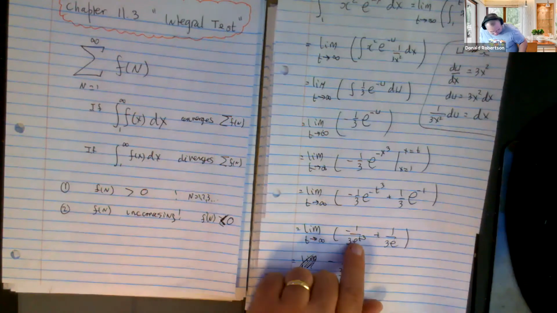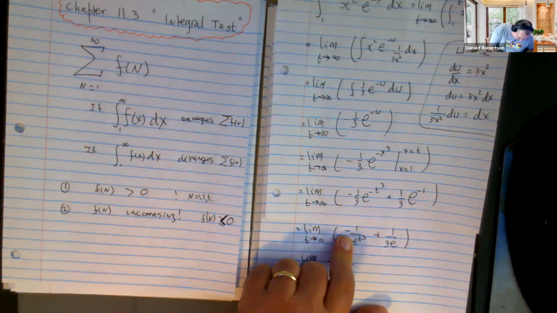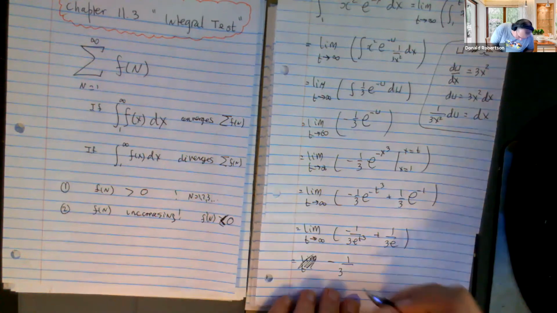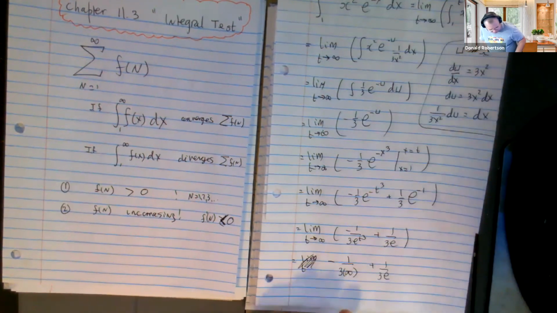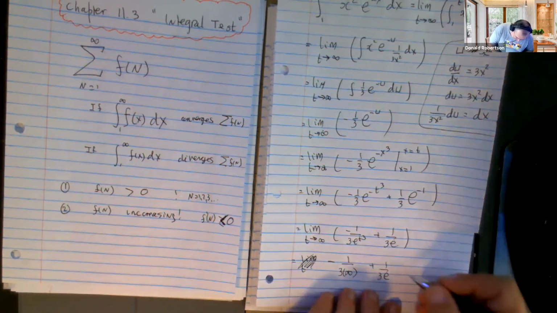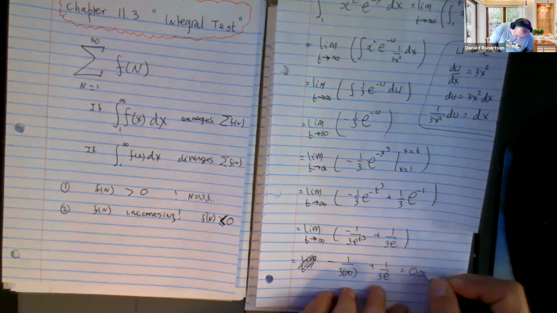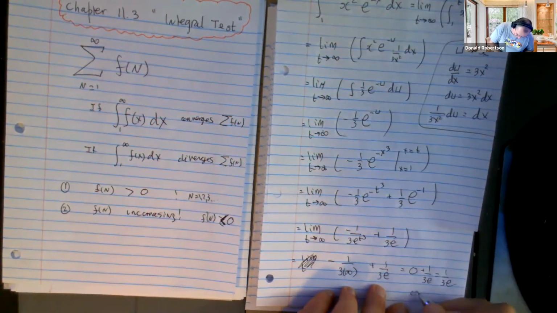Would you agree that e to the power of infinity cubed is infinity? E to the power of infinity cubed is infinity. Okay. Isn't 1 over infinity 0? So minus 1 over 0 is still 0. So what you get is a number. So it converges.